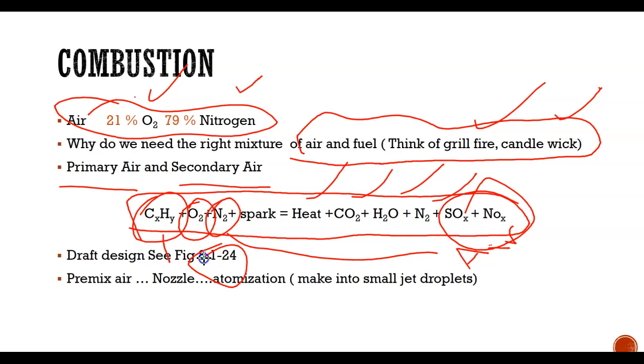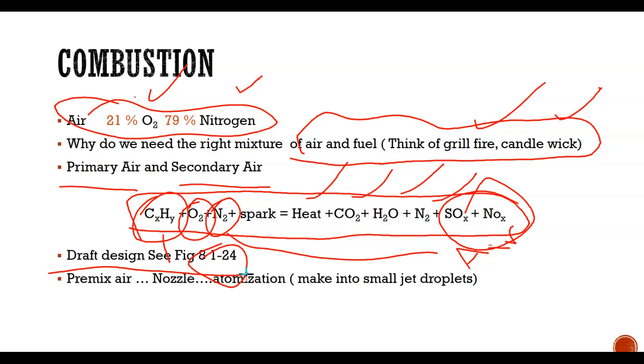This is referred to in a figure in the book. You can look at it later. It's for draft design, and basically to be able to extract all the fuel and combustion air coming from the combustion chamber to the outside.